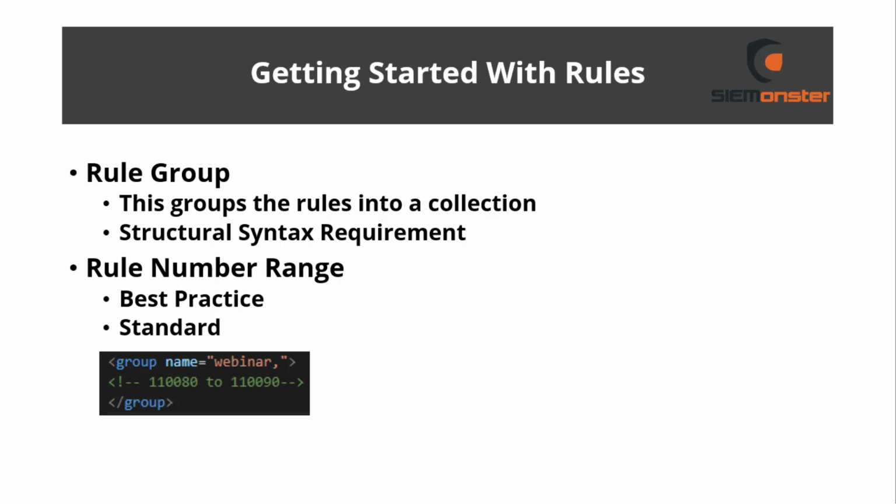Then you can see the rule number range. All rules inside Wazuh are numbered. It will not allow you to start a rule with a conflicting number, so it is important that you stick to your ranges. They have published ranges on the Wazuh website. That is their standard that they would like you to follow, and you can also grep through your rules for an existing rule number to make sure that your rules don't conflict with existing ones.